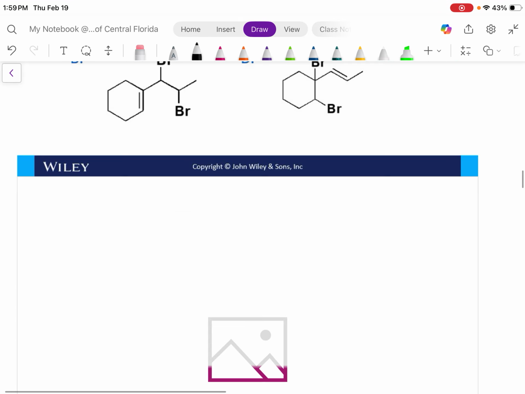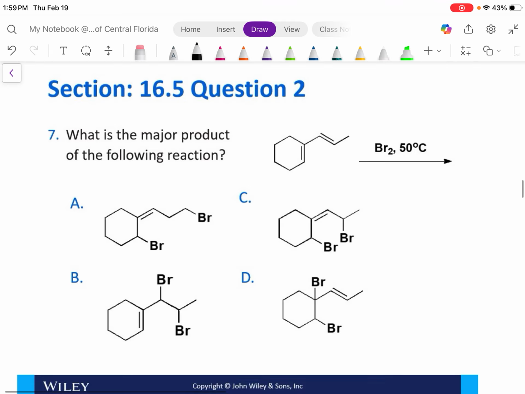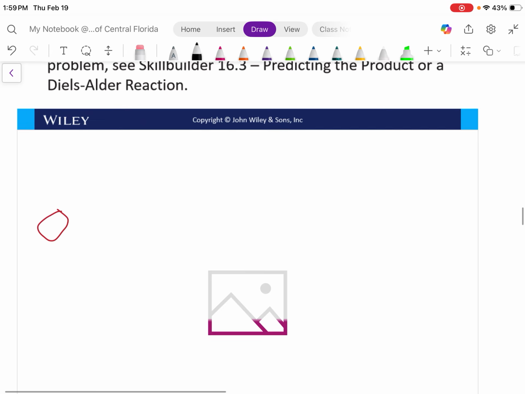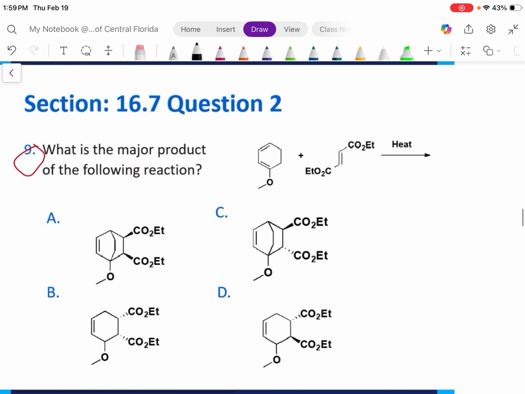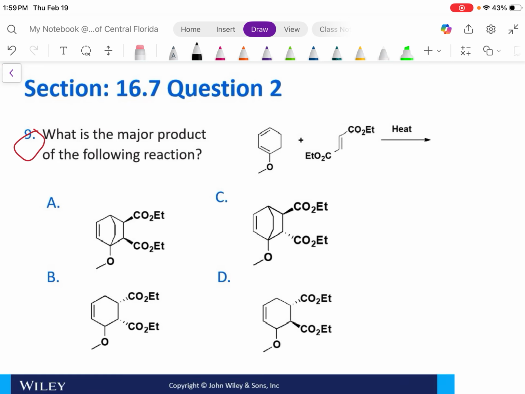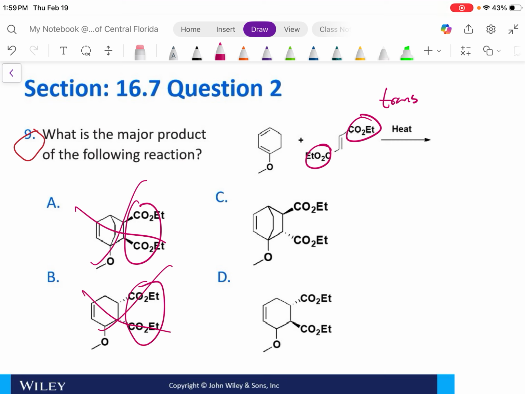Oh, I didn't do that one. Okay, question 9. This is a Diels-Alder reaction. What we can notice, though, is the electron withdrawing groups on the dienophile, they're trans to one another. So they have to be trans in the product. So those are cis, so that means that one's off the table. Those are cis, off the table. So now we're only left with C and D. We can see that the electron withdrawing groups are in the right spot.